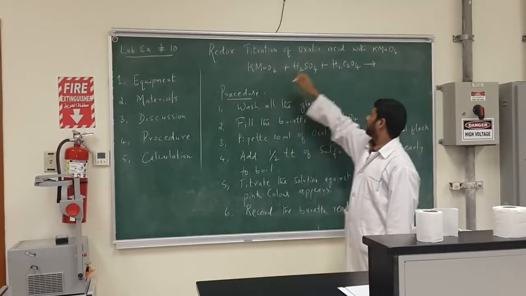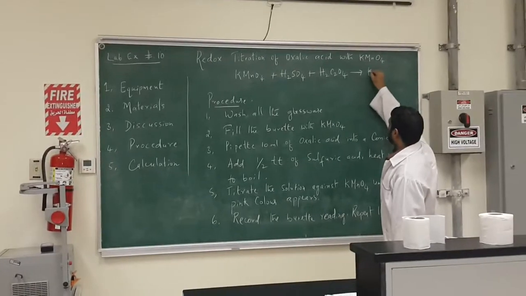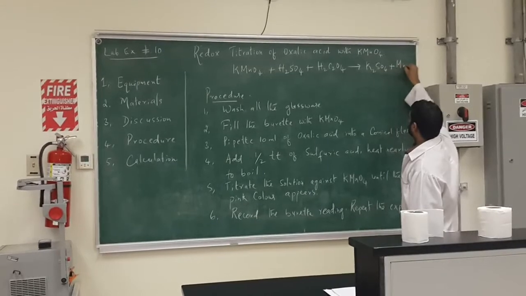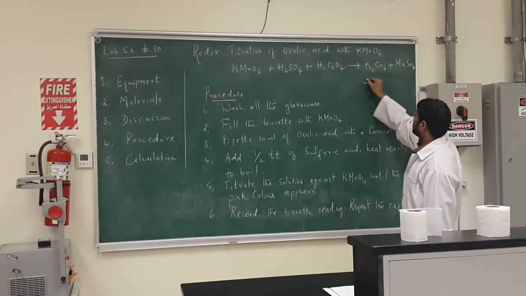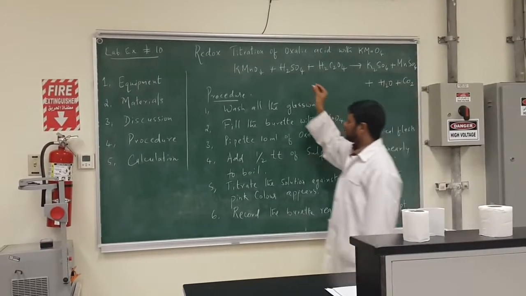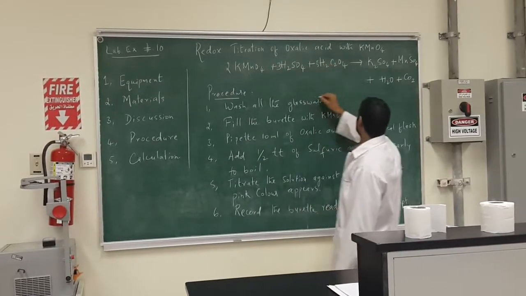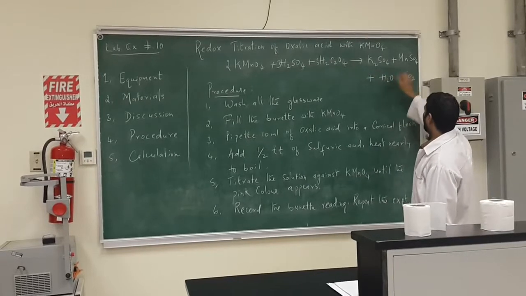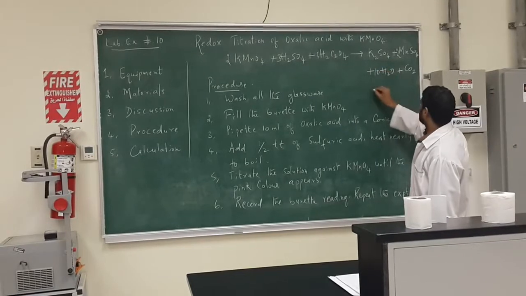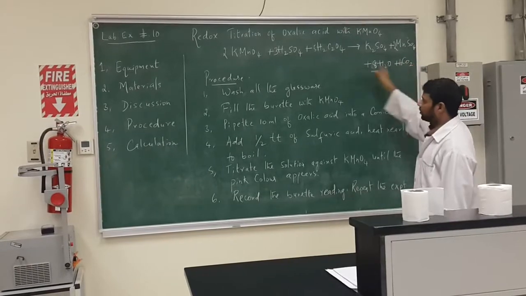This potassium permanganate reacts with oxalic acid in the presence of sulfuric acid. This will give rise to potassium sulfate, manganese sulfate, and water and carbon dioxide. To balance this, you have to write 2 here, 3 here, 5 here. So now potassium sulfate is balanced, manganese sulfate it is 2, and here it is 10, here it is 8, and here it is 10. So now this is the balanced equation.